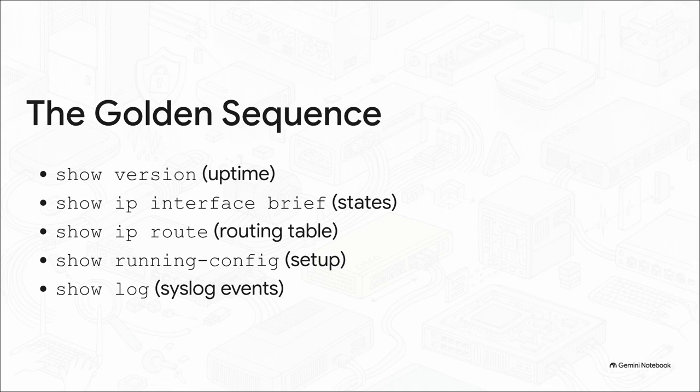Number 1, show version. This lets you check the uptime and see if the device recently reloaded or crashed. Number 2, show ip interface brief. This quickly scans all physical and logical port states so you know what's up and what's down. Number 3, show ip route. Verify the router actually knows the path to the destination.